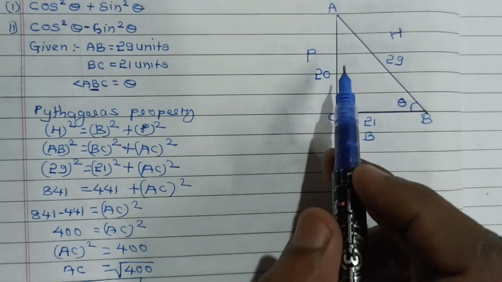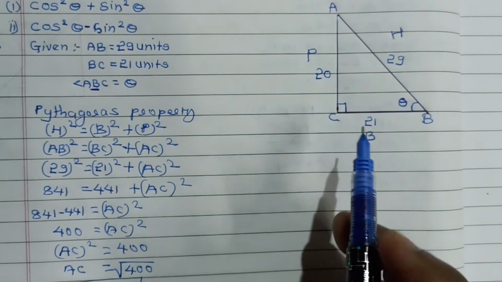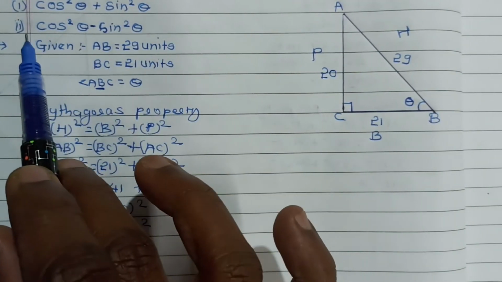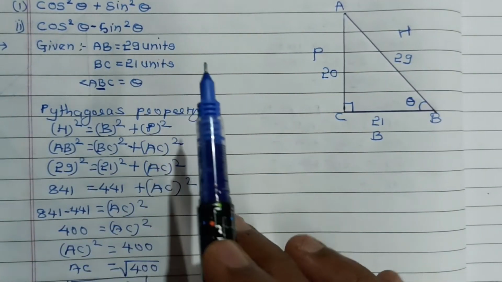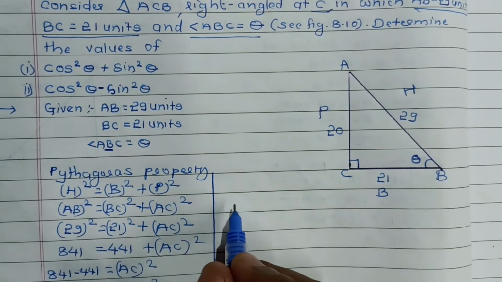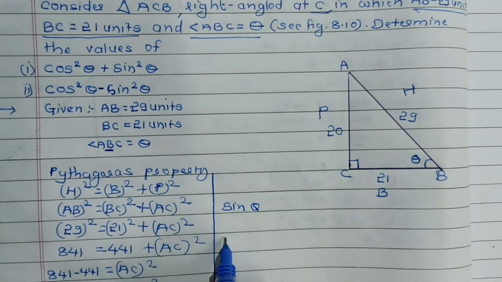Now we got the values of all three sides AB, BC and AC. Now you have to determine the values of cos square theta plus sin square theta and second cos square theta minus sin square theta. For this question only cos and sin is available. So you have to find out the sin theta and cos theta.